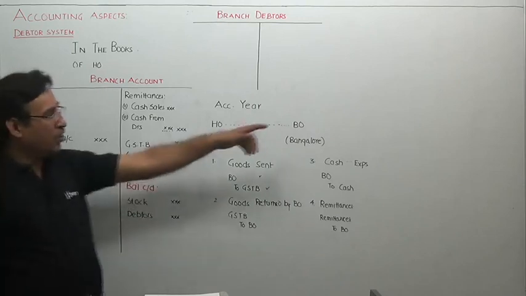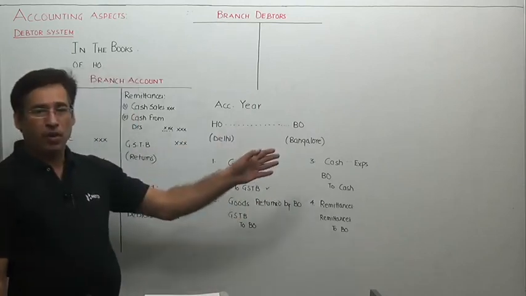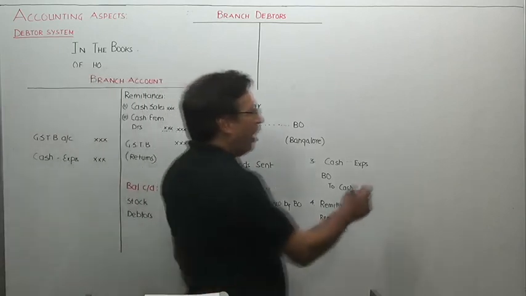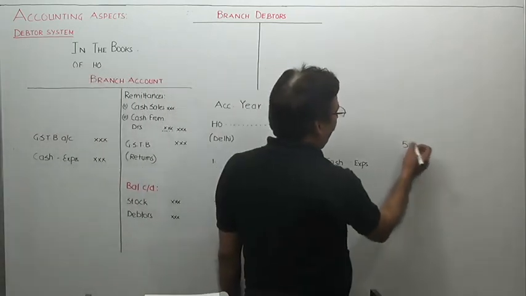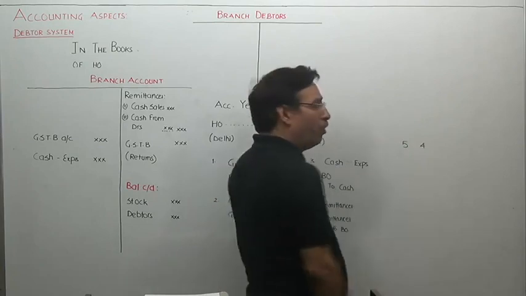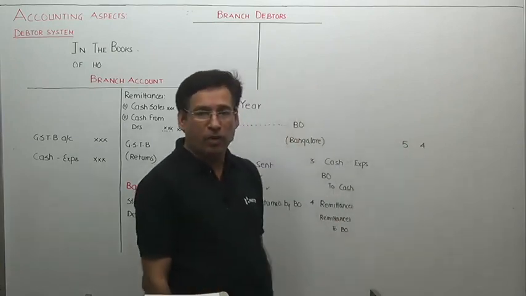Now debtors. Just pick up the imaginary case which I just took a while ago. Just a while ago I told you that credit sales are 5 lakh but we could collect only 4 lakh by the end of this particular accounting year.